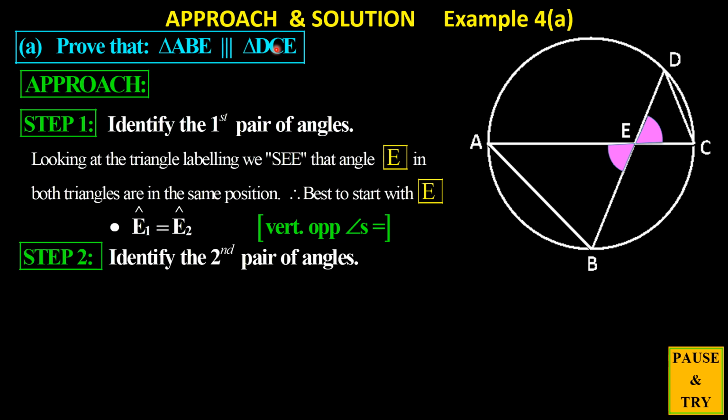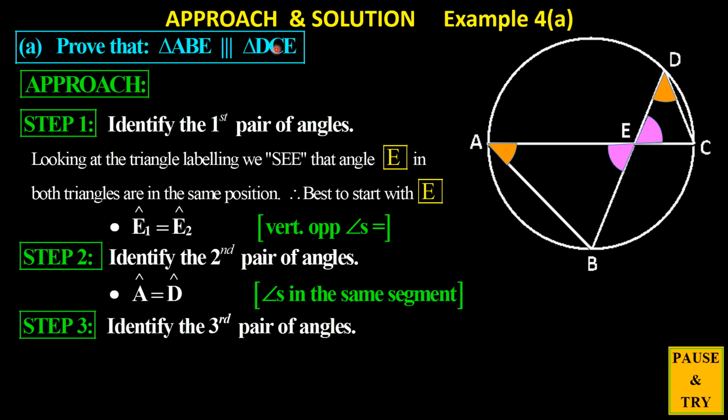Now we need to get a second pair of angles. Do you see a second pair? That's correct, from our circle theorems there. Angle A equal to angle D. Angles in the same segment, right? Now you have more than enough. We can just write down the third angle. And the third pair there would be angle B and angle C. And you can always write down the reason as sum of the angles of a triangle.